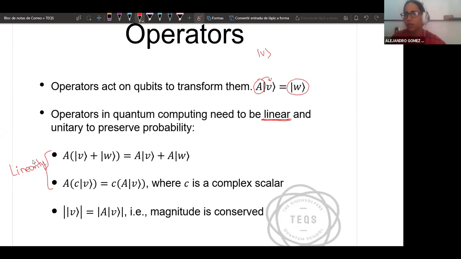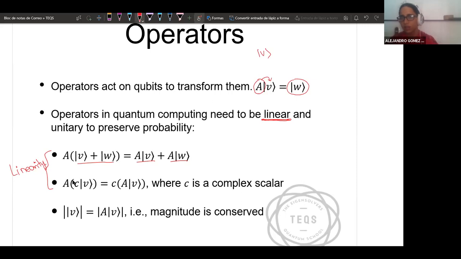Fine. So linearity means that if we have a vector addition, then we apply A, it's the same as applying A to the first state and then adding the action of A over the second vector, second state. That's the first property that implies linearity.